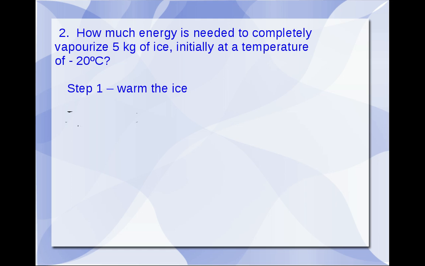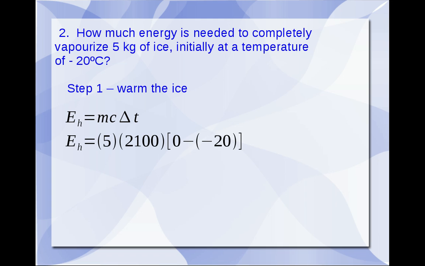So step one, we're going to warm the ice to change its temperature. So we'll use our heat energy equation with changing temperature, mcΔT. So the mass is 5 kilograms. c, the specific heat capacity for ice, is 2,100 joules per kilogram degrees Celsius. And there's our change in temperature, 0 minus negative 20 degrees Celsius. So here we have our heat required when we work that out is 2.1 times 10 to the 5 joules, which is 210,000 joules of energy.